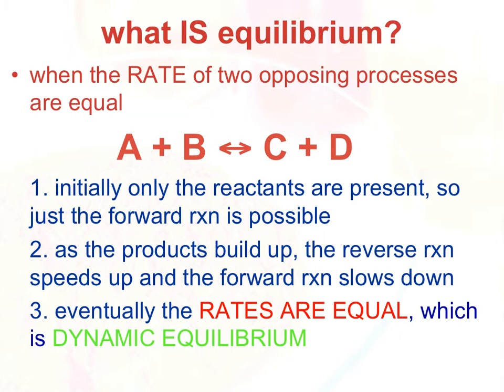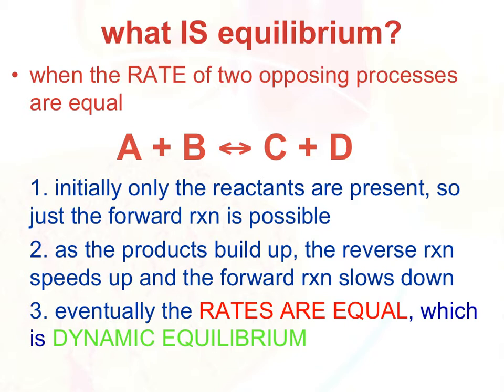So what is equilibrium? Equilibrium is when the rate of two opposing processes are equal to one another. So initially for many chemical reactions, we're just going to have our reactants present. And in that specific situation, the forward reaction is the only one that's possible. So A and B are going to convert to C and D initially. Now, as C and D start to build up, what's going to happen is that the reverse process is going to start to be able to occur. So C and D are going to basically produce reactants.